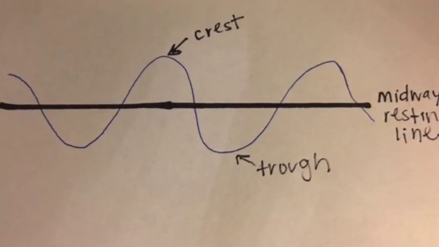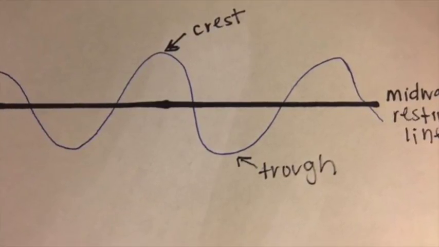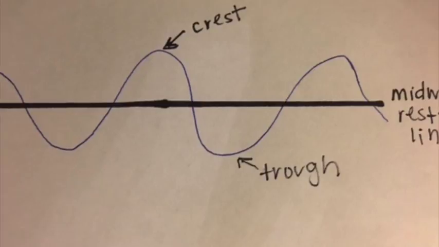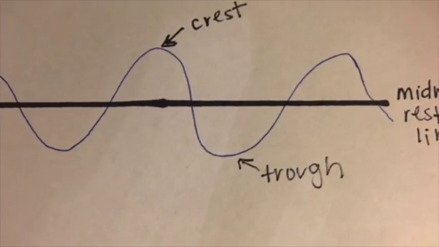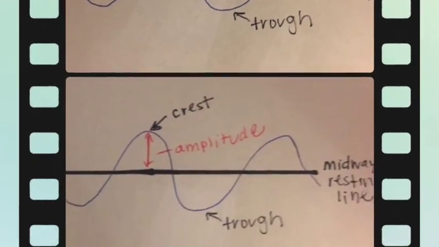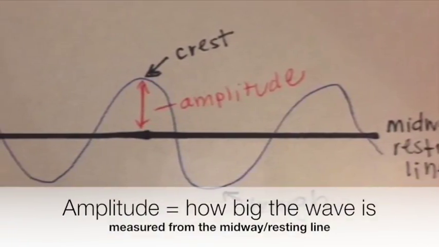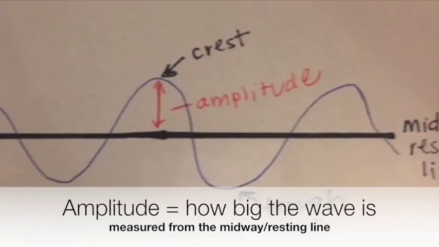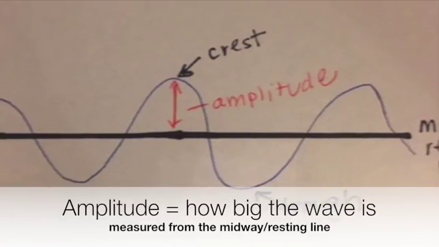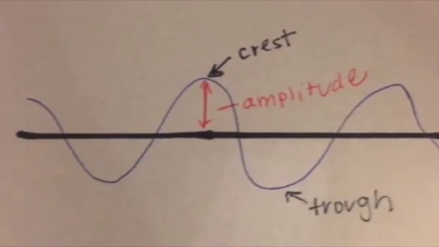The line in the middle is called the midway line or resting line. And on a wave, so the blue line is the wave, the very top is called the crest and the very bottom is called the trough. The amplitude is a measurement of how big the wave is. So from the midway line to the top or the crest, the amplitude is measured in meters.